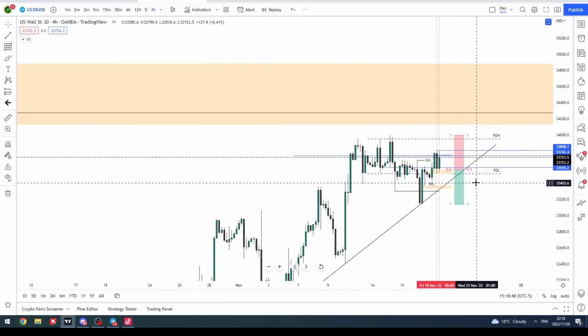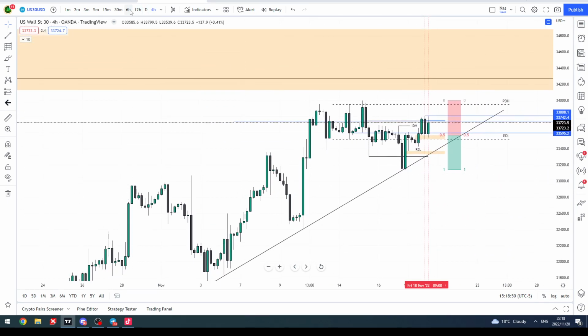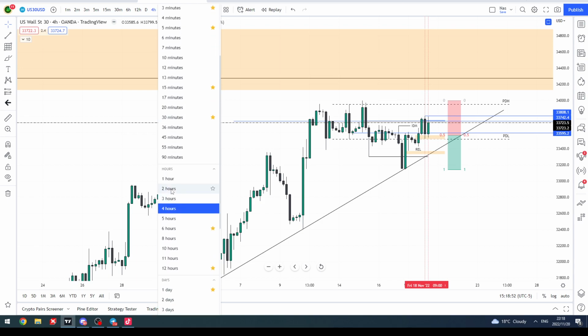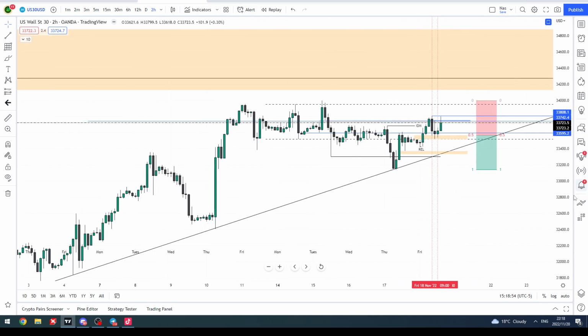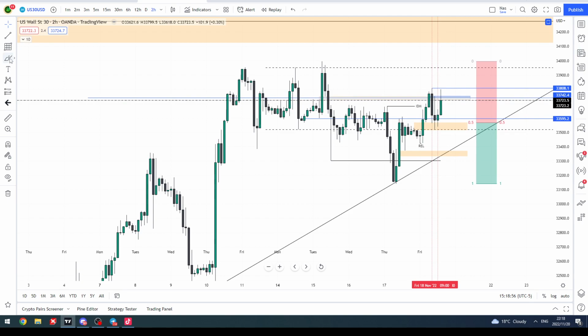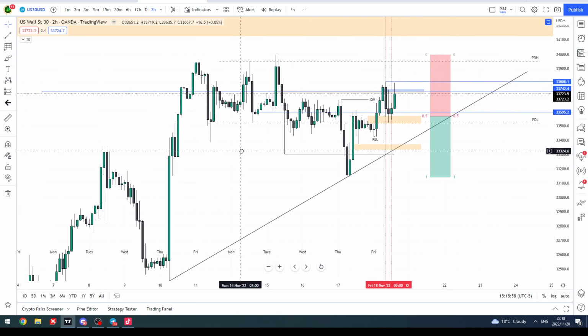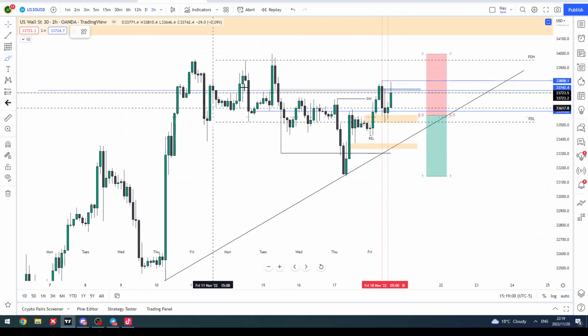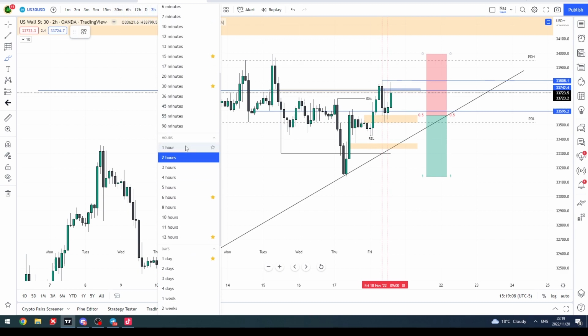And I think there's some sort of news this week calendar wise, so we'd want to watch out for that. I do see a model printing in here, but I'm just going to be cautious of how I do play it on this time frame.